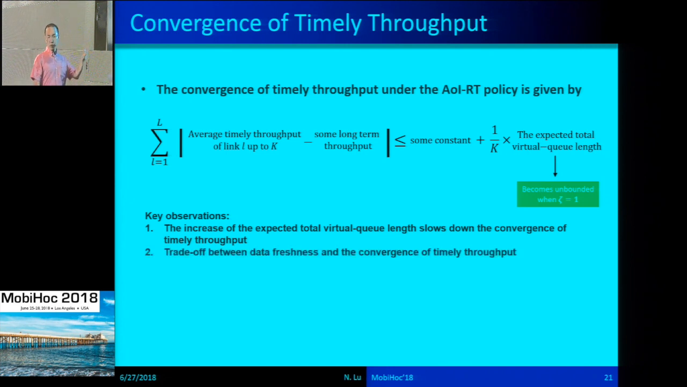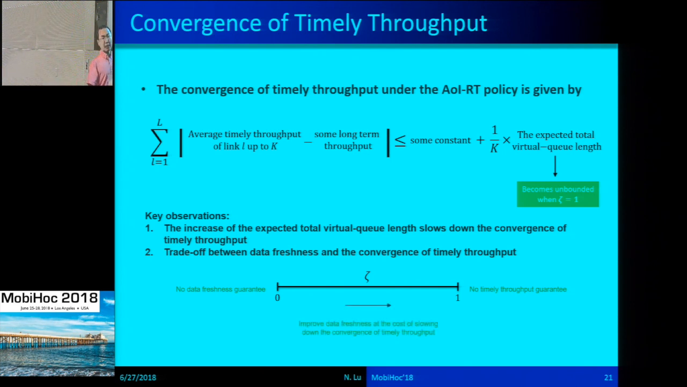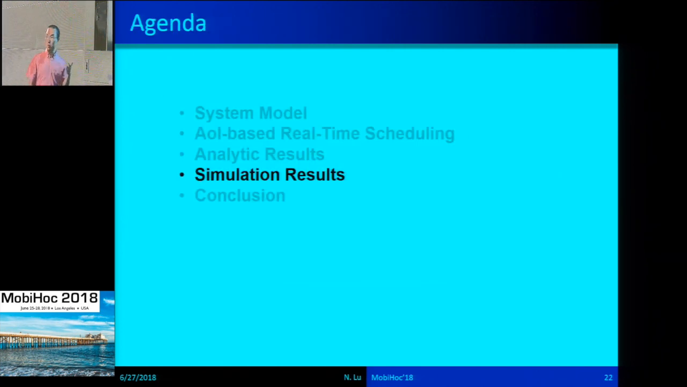And now we review the trade-off between data freshness and the convergence of timely throughput. Here, zeta is a control parameter of our policy. When zeta takes 0, that's a virtual queue-based policy, with no data freshness guarantee. And when zeta takes 1, that's the AOI greedy policy, with no timely throughput guarantee. Anything in between can provide both guarantees. If we increase zeta, we improve the data freshness at the cost of slowing down the convergence of timely throughput. And we did some simulations.